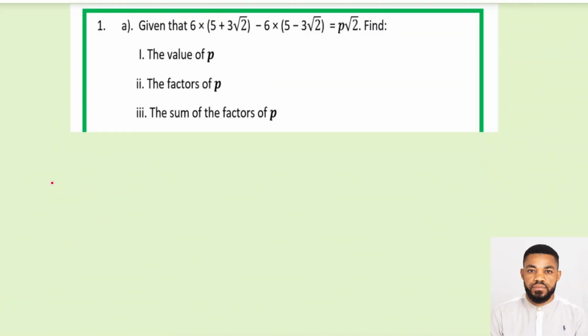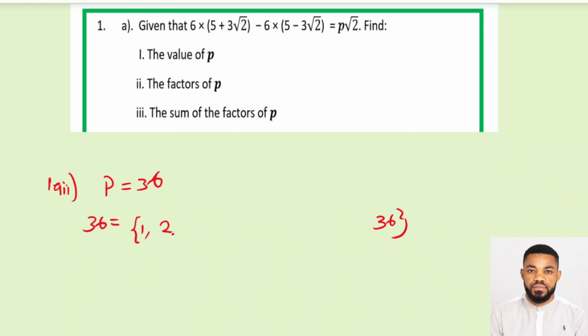Let's get the second question. That is 1A(ii). And we have to find the factors of P. Now we have seen that P is equal to 36 in the first question, that is 1A(i). We're going to look for the factors of 36. So the factors of a number are the numbers that when you multiply, you get this number. So when you take 1, you can multiply by 36 to get 36. So 1 and 36, they are factors of 36.